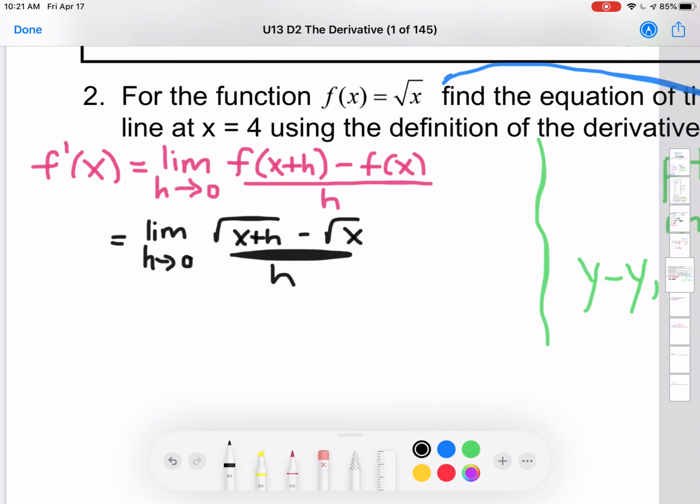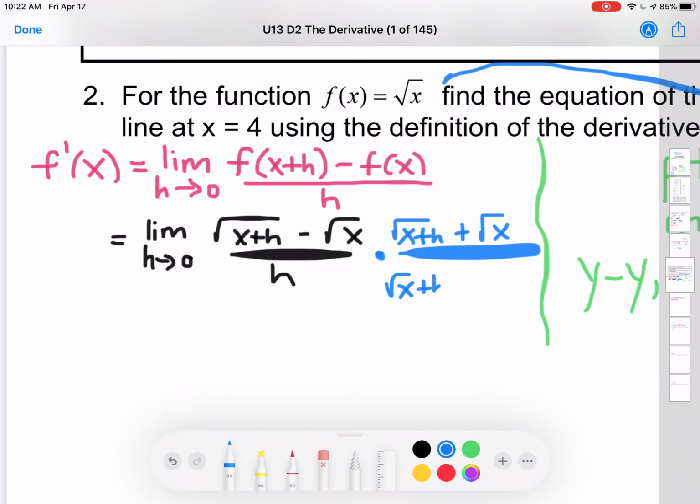So we're going to rationalize the numerator. That's the only thing we can do. There's no simplifying in any other way. So I'll multiply by the conjugate like we did in the last unit. So rad x plus h plus rad x over rad x plus h plus rad x. I'll put parentheses around everybody. Limit as h approaches 0.